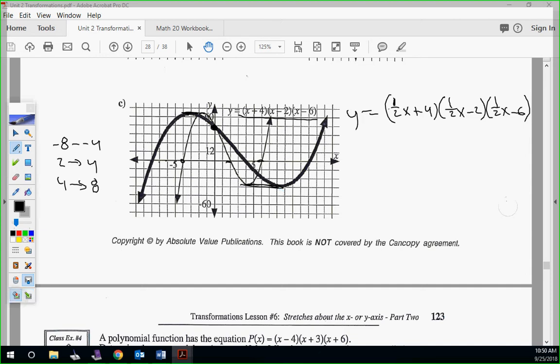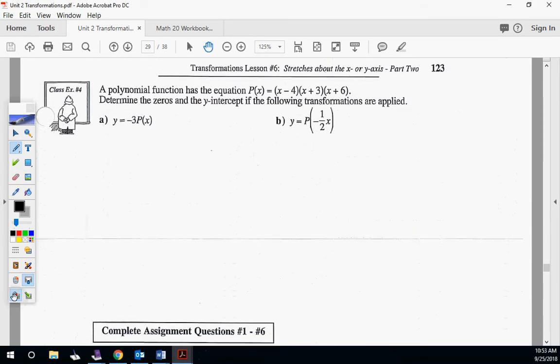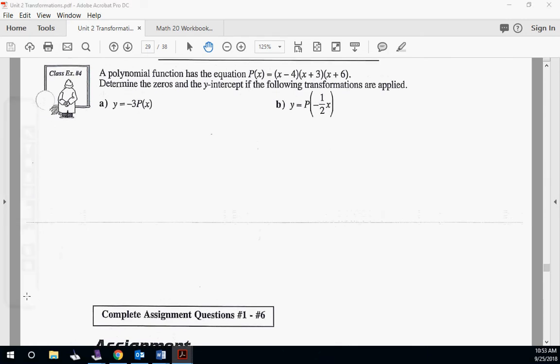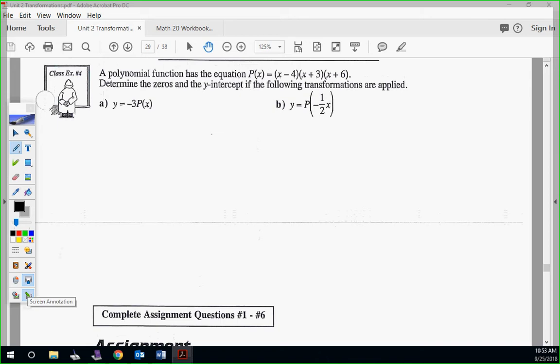Okay, last example, and we'll take a short little 1-2 minute break here. All right, so example 4. A polynomial function has the equation p of x equals x minus 4, x plus 3, x plus 6. That's the one we just looked at, isn't it? Nope, not quite. Determine the zeros and the y-intercept if the following transformations are applied.